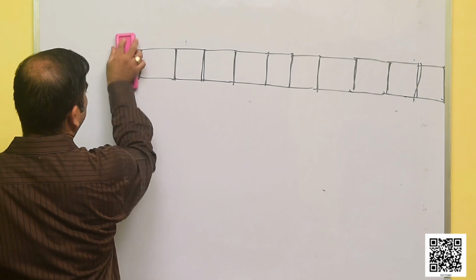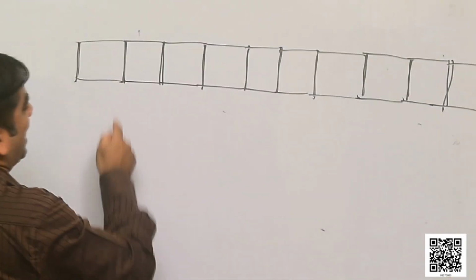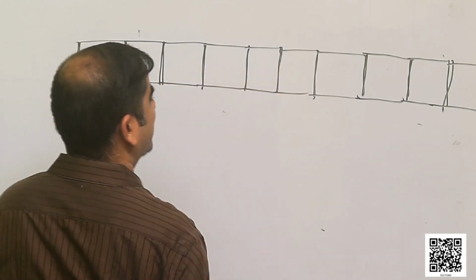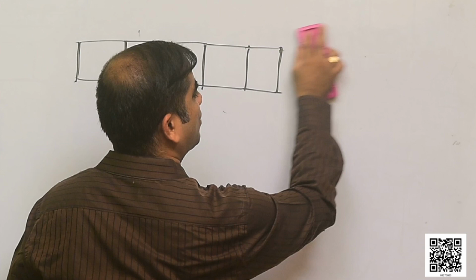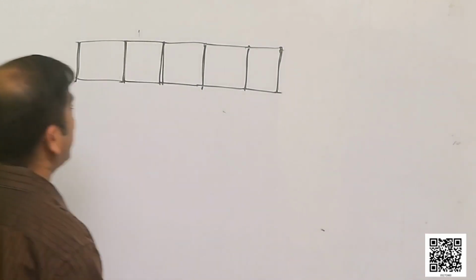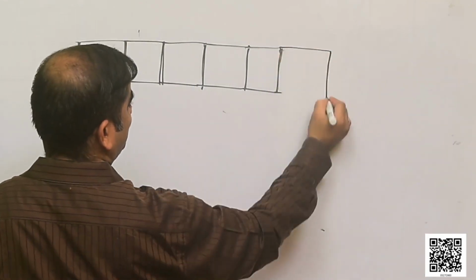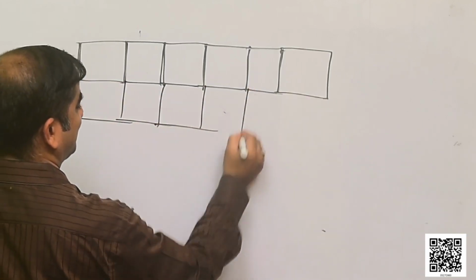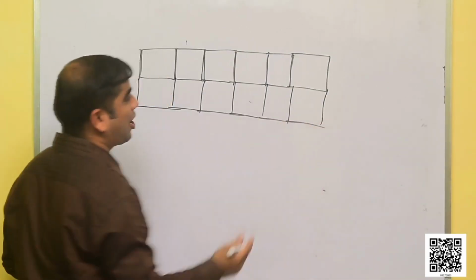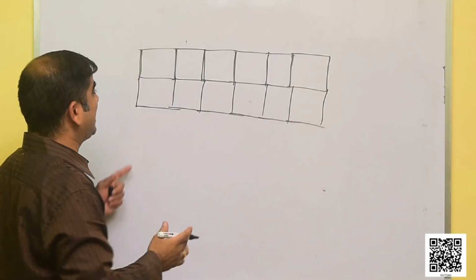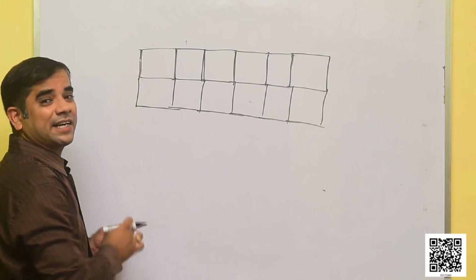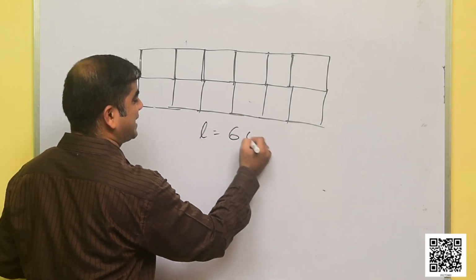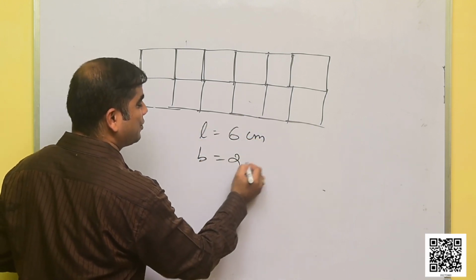Suppose I am erasing some squares and I am getting only 6 squares, 1, 2, 3, 4, 5, 6, and I am erasing all other squares and putting them down below. So now I have another rectangle having 2 centimeter as breadth and 6 centimeter as length. Length is equal to 6 centimeter, breadth is equal to 2 centimeter.